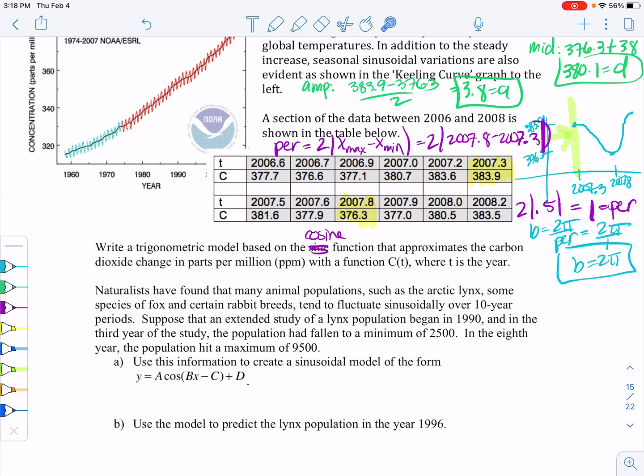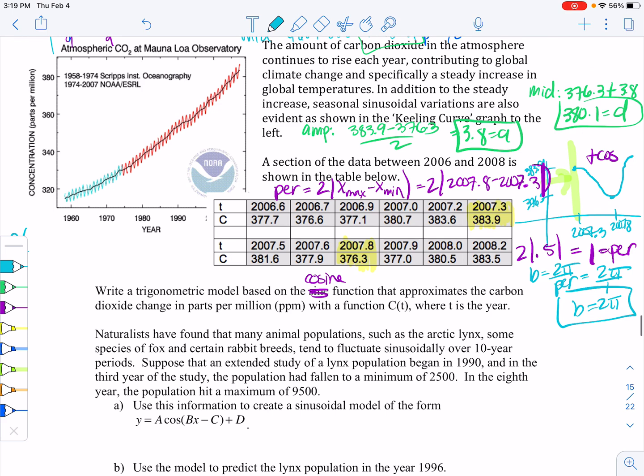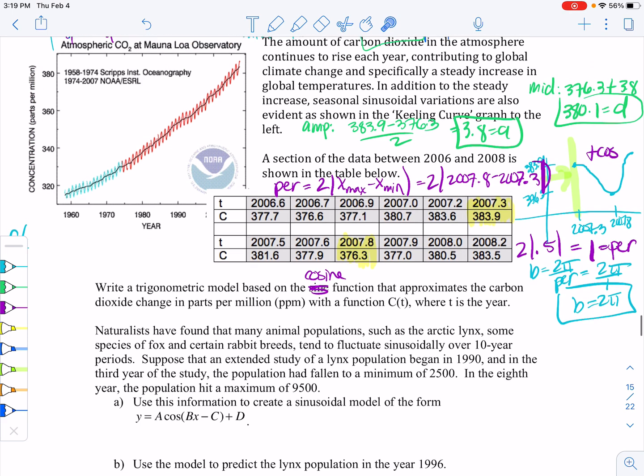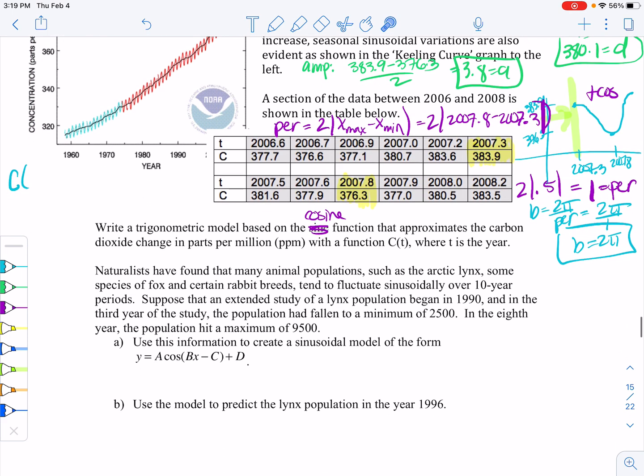So that means we can now write our equation. I need to decide if this is sine or cosine and if it's positive or negative. Well, this is a smiley face, so smiley face means that it's going to be a positive cosine. So now I can write my equation, y equals, or actually, see here how it tells us to write it as c of t. So our carbon concentration in parts per million. Notice that's what the Y value is of the carbon dioxide.